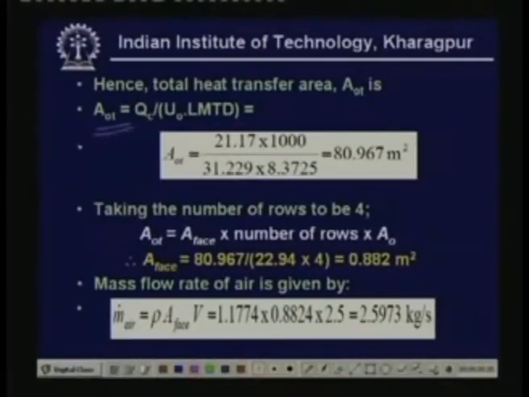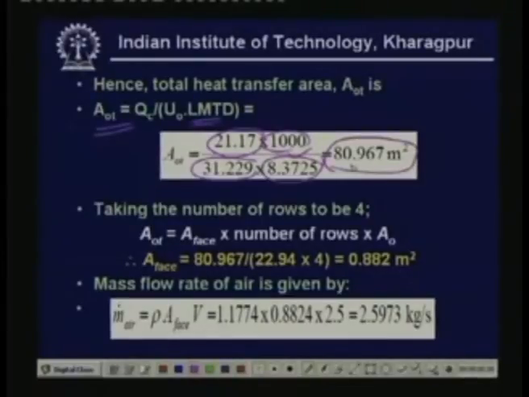A total. How do we know this? Because QC is nothing but U naught into total external area multiplied by LMTD. So LMTD is computed 8.3725, and QC is 21.17, and U naught is 31.229. I am multiplying here because this 21.17 is kilowatts, so I am converting everything into watts, because U naught is in watt per meter square Kelvin. If you do that, you find that the total external area is 80.976 meter square.